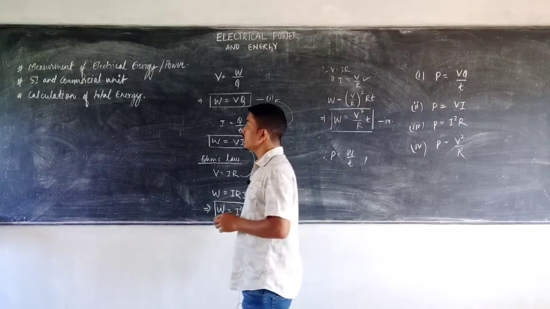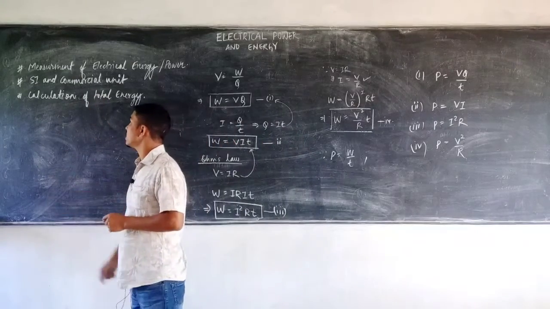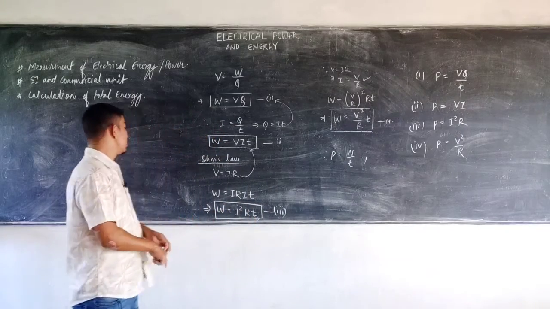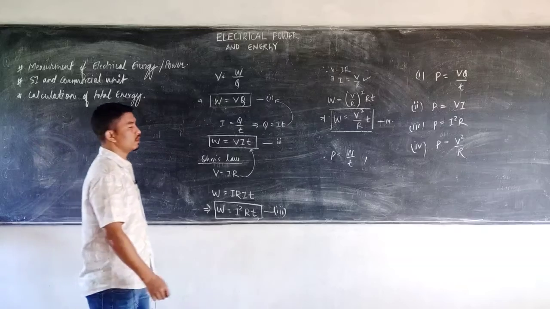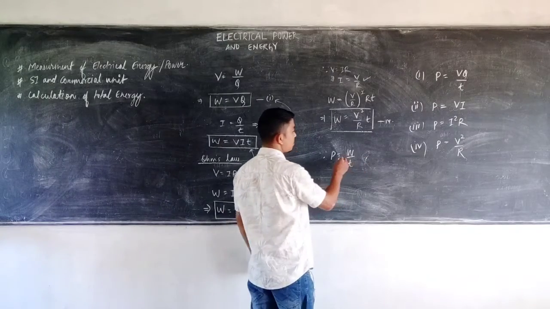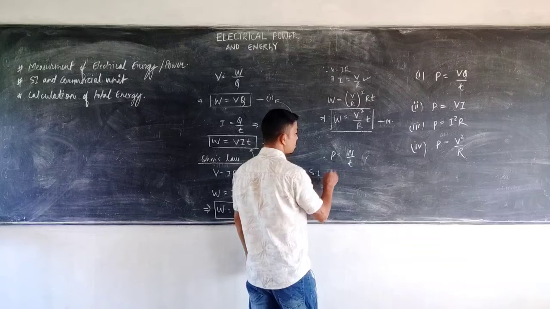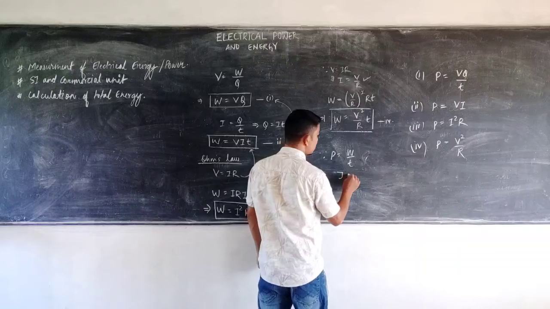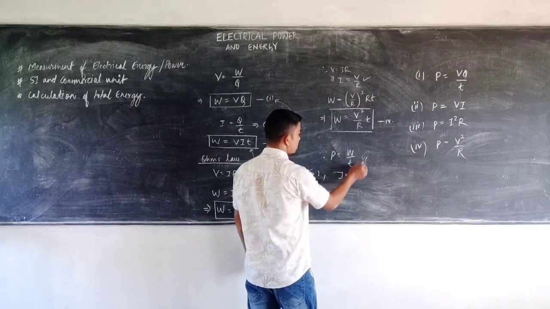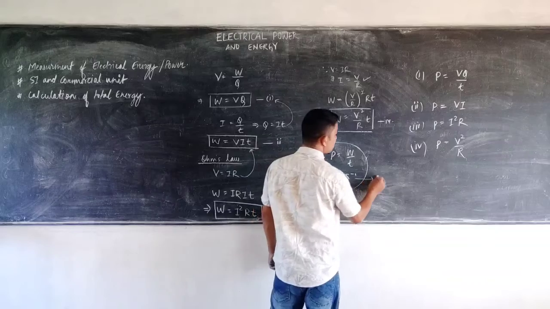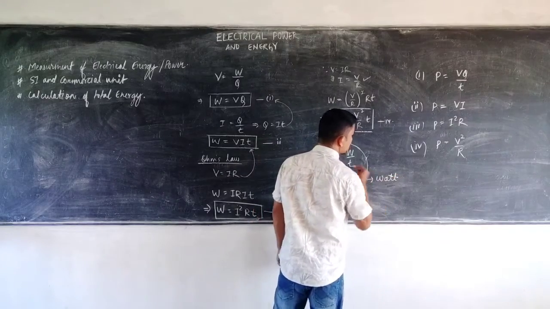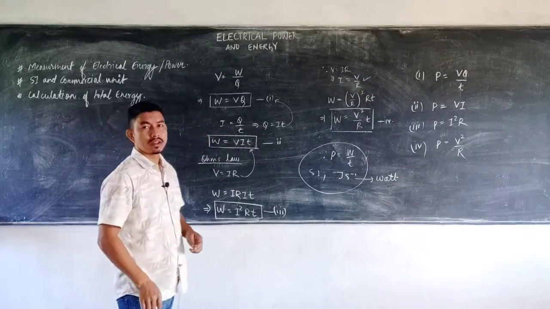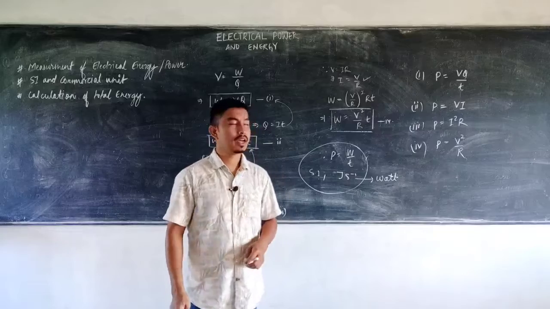Now coming to the second point, that is the SI and the commercial unit of electrical energy. How do we obtain it? We know that the SI unit of power is watt. If I want to find the SI unit of power, work is measured in joule and time is measured in second. So joule per second is the SI unit of power, which is usually termed as watt. Using this concept of watt, we can find the commercial unit of electrical energy.